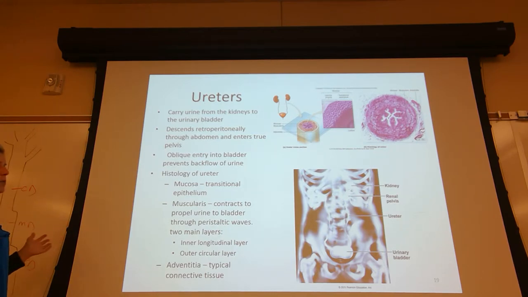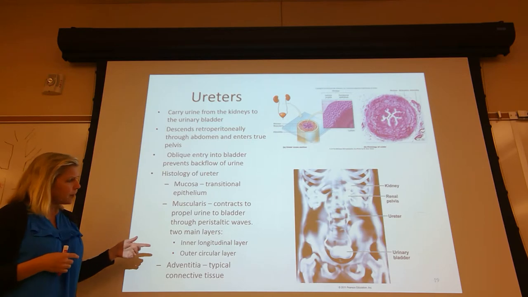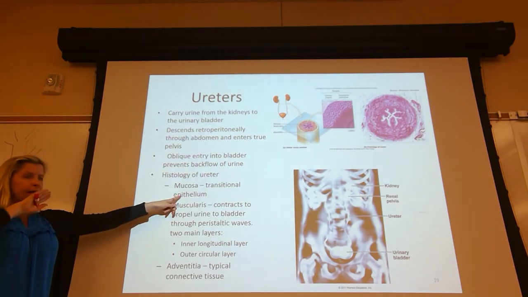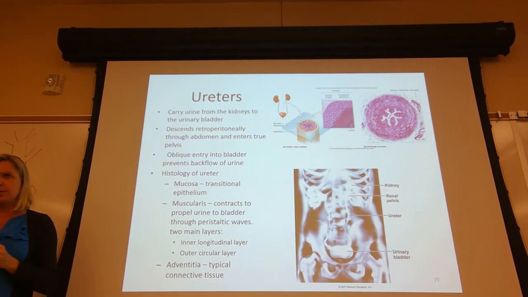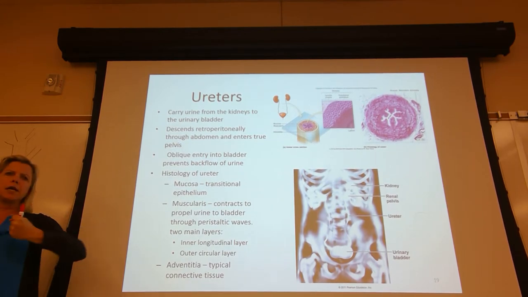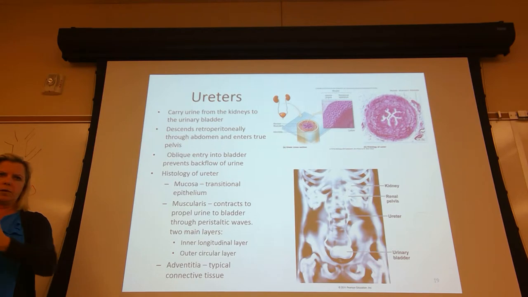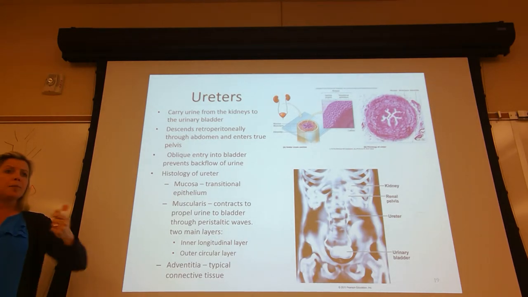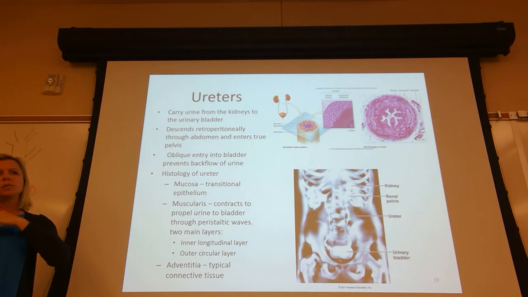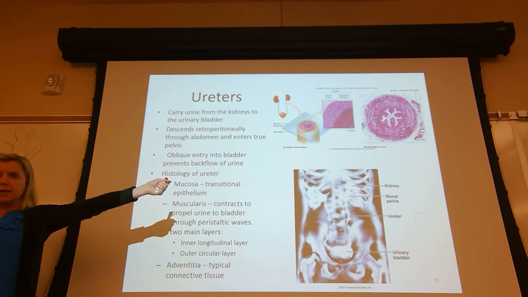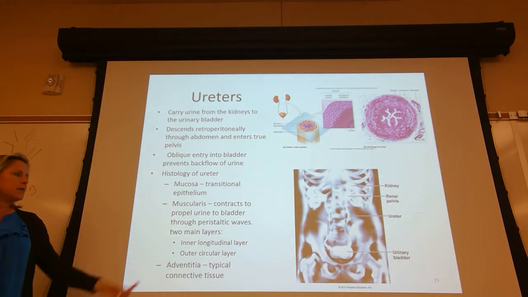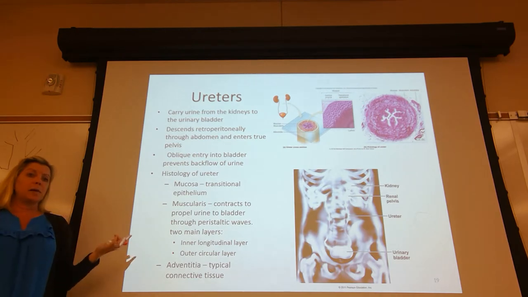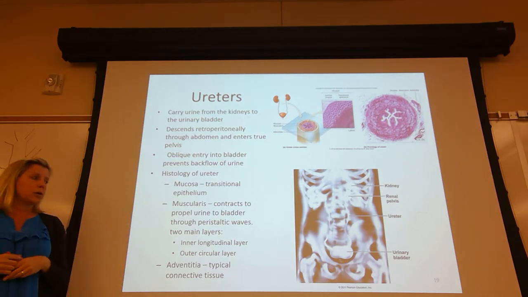They also need to be able to expand quite well. So they have a mucosa that is transitional epithelium. Have you done that one for your histology yet? It looks like an accordion. And the cells look like they're folded back and forth, like a folded map or the accordion. And when they're folded back and forth, it can expand. So that means transitional epithelium is very good for expansion, like when you have a lot of urine going through your ureters.